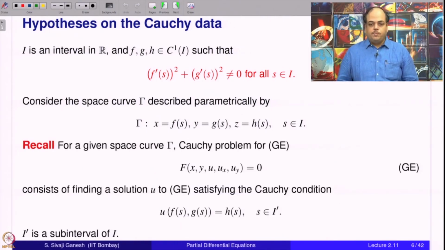Recall that the Cauchy problem means we need to find a solution of the equation which satisfies u of f(s), g(s) equal to h(s). In other words, (f(s), g(s), h(s)) belongs to the surface z equal to u(x,y).